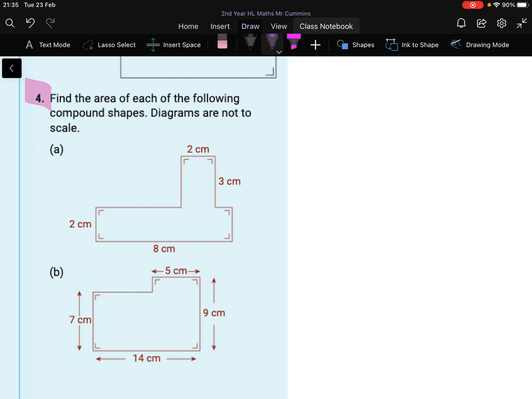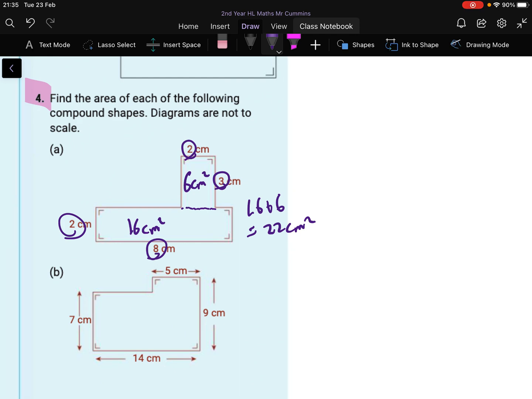A lot of you would have done area in random other subjects through the time anyway. So with question 4, you're looking to find the area of it. What I would personally do is close off this shape here and get the area of this, so 2 by 3. So the area in here is going to be 6 centimeters squared, and then find the area of the bottom one, which is going to be 2 by 8. So this is going to be 16 centimeters squared. 16 plus 6 is equal to 22 centimeters squared. That's what I would do for question 4.